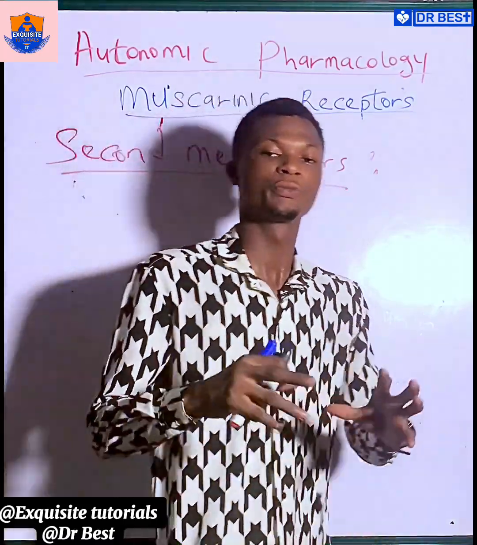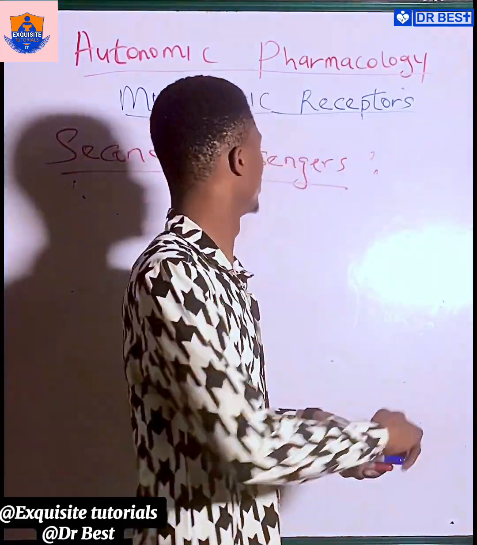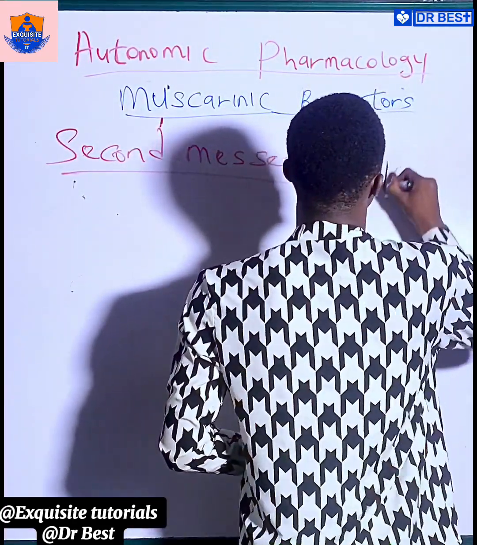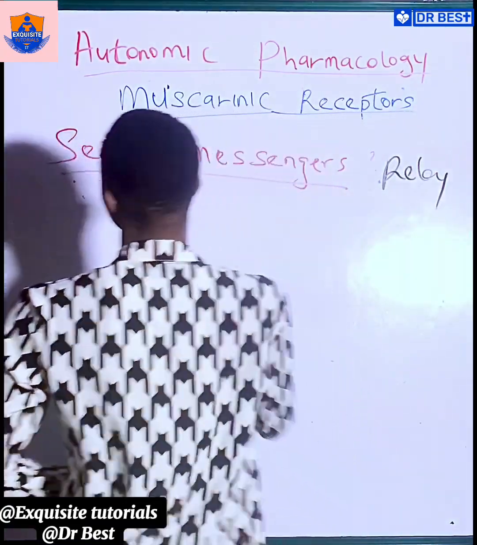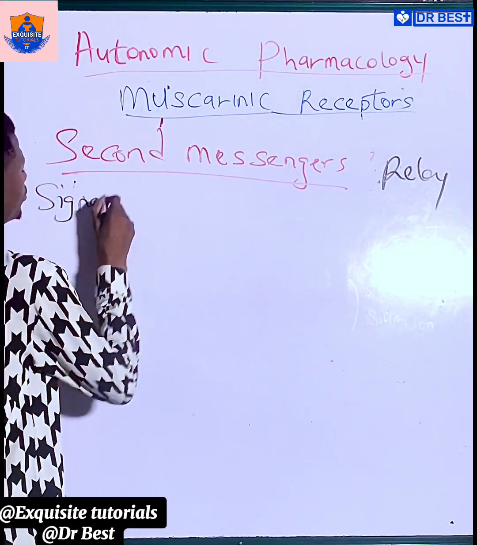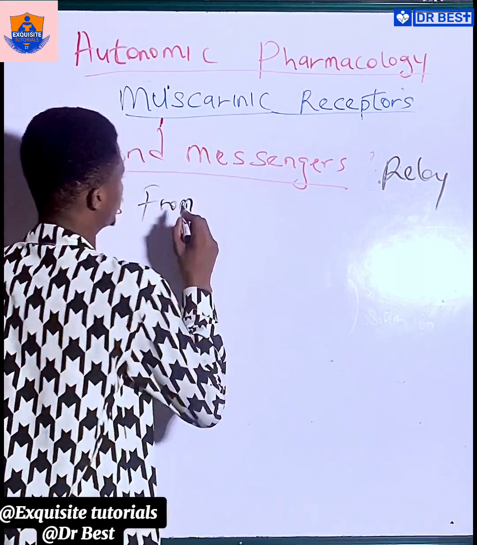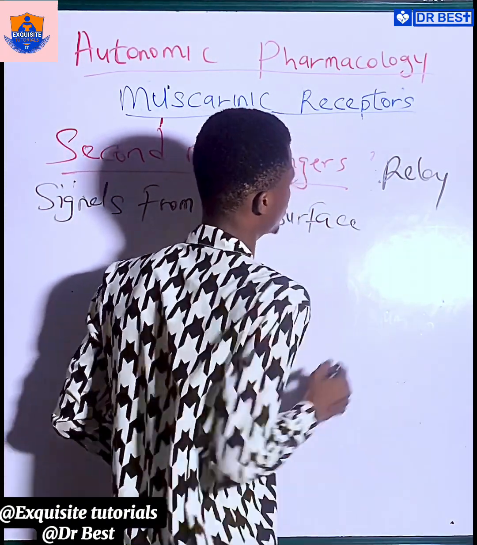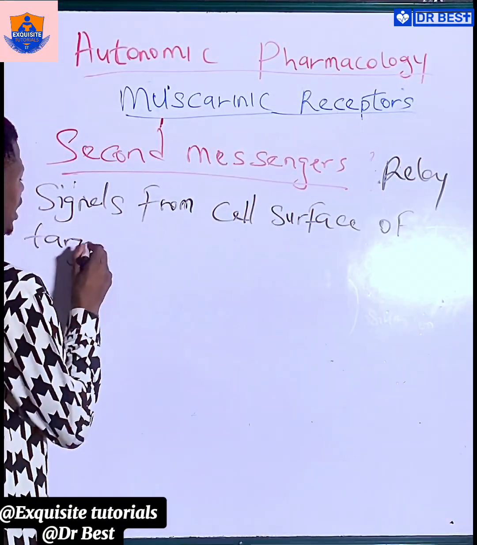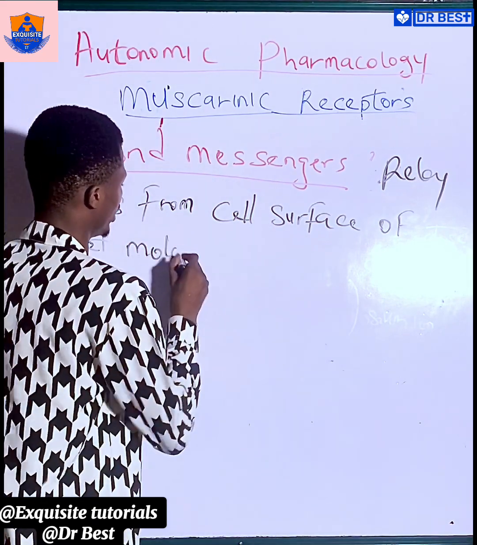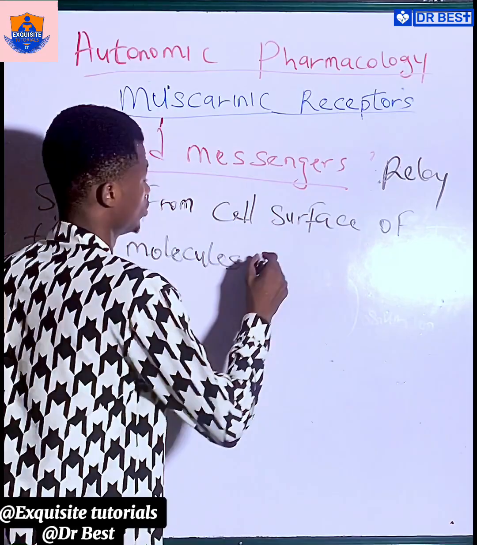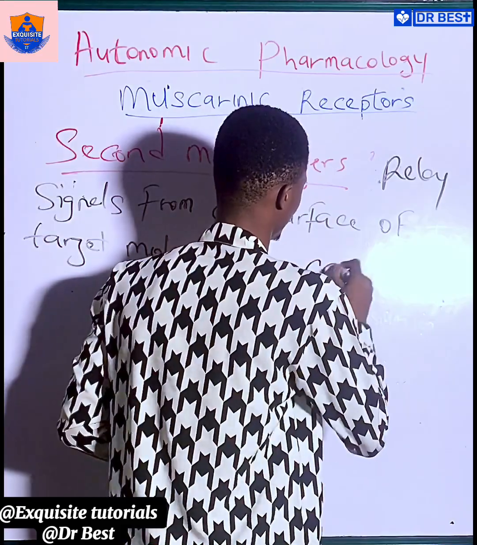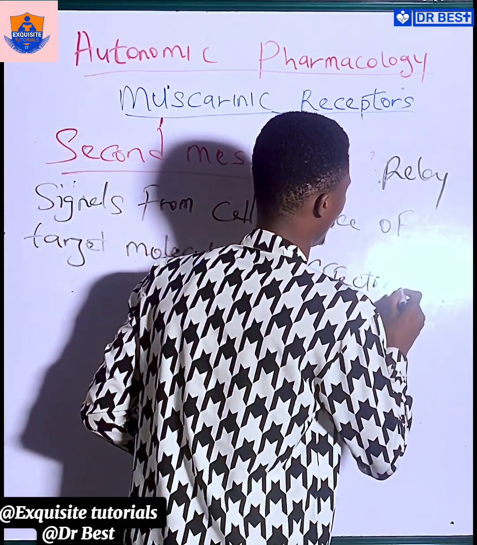Now let's say, for example, okay, let me just write. They relay signals from cell surface of target molecules to effector organs.